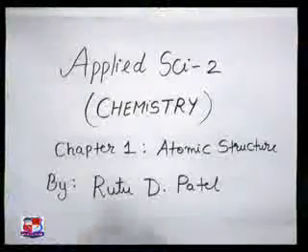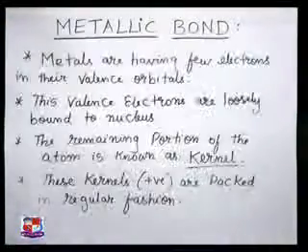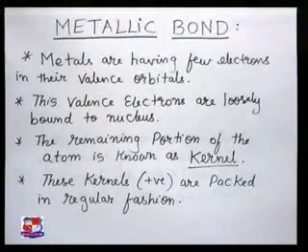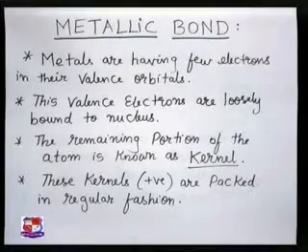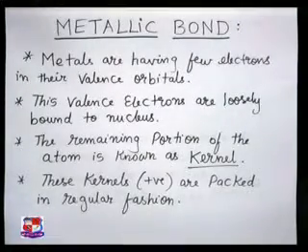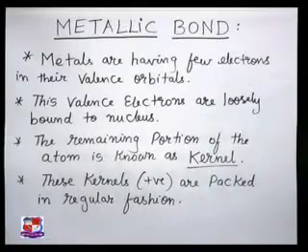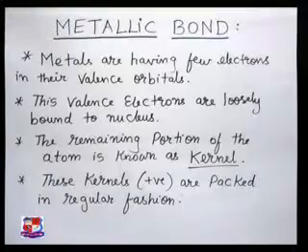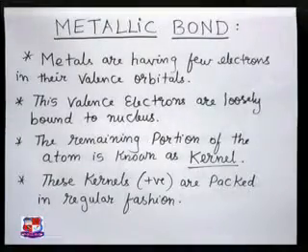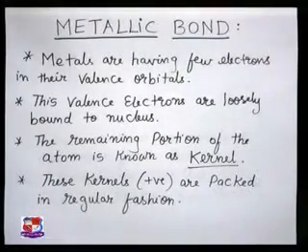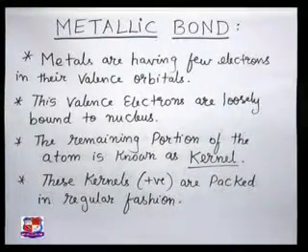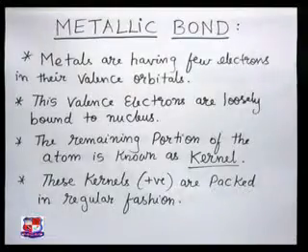Okay, now coming to the bond, first of all let us start with the metallic bond. You all know that metals have very few electrons in the outermost orbital, that is the valence orbital. These valence electrons are very loosely bound and hence they can be removed easily by applying a little bit of energy. The remaining portion of that particular atom, which is positively charged, is known as your kernel. Now these kernels are packed in a regular fashion.